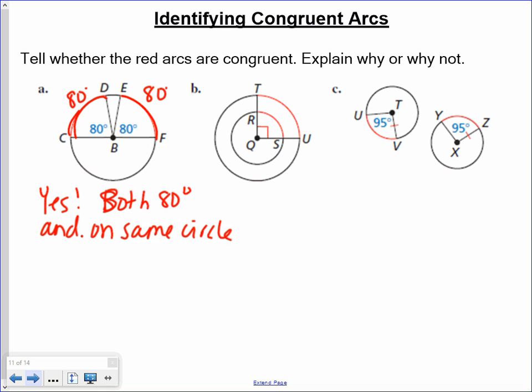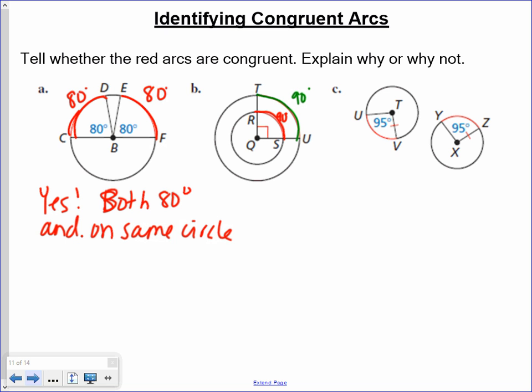Letter B, you have two different circles. You have this little circle on the inside and then the big circle on the outside. So it's kind of like the last picture that I just drew for you, but you took the smaller circle and put it inside the bigger one. So this arc is 90 degrees. This arc is also 90 degrees. But are those arcs congruent?